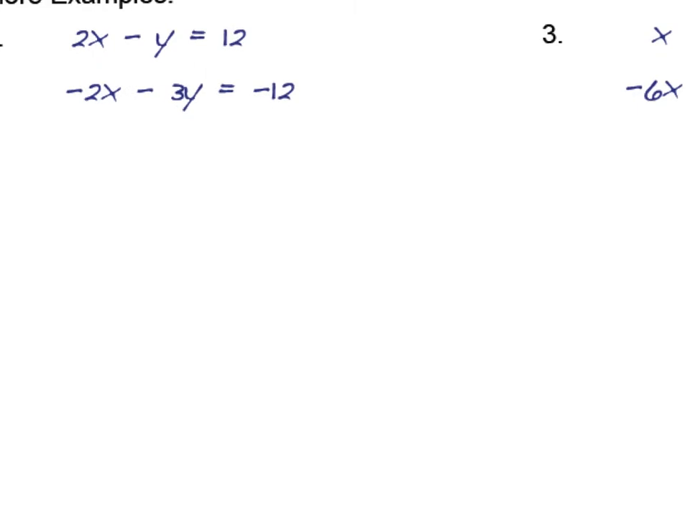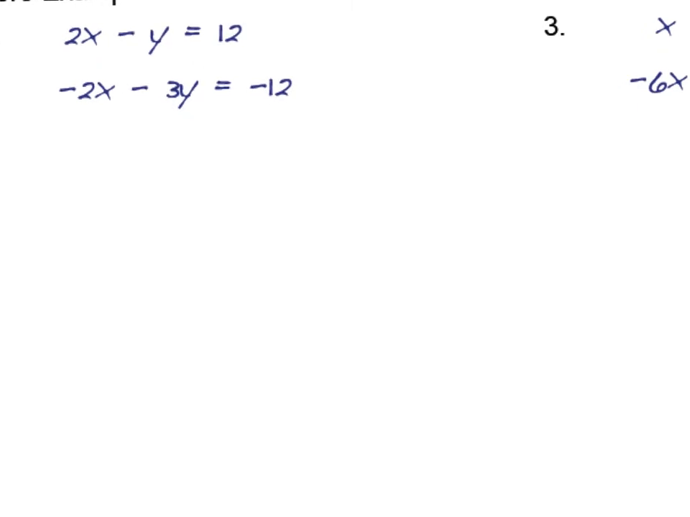So number 2, what I have is 2x minus y equals 12, and negative 2x minus 3y equals negative 12. First thing to notice, I have x's stacked over x's, y's over y's, numbers over numbers. Set to go. Biggest thing here, do we have opposites? Meaning, do I have the same number but opposite signs? Right away I notice 2x and negative 2x. So I'm all set to go.